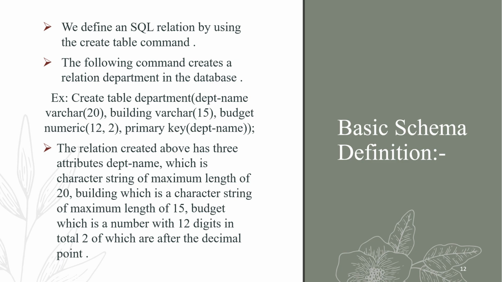The relation created above has three attributes. Department name is a character string of maximum length 20. Building is a character string of maximum length 15. Budget is a number with 12 digits in total, two of which are after the decimal point.